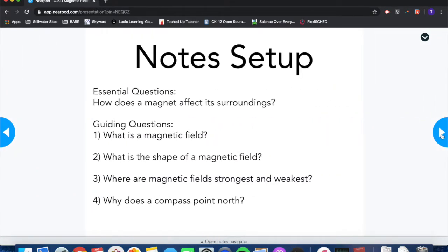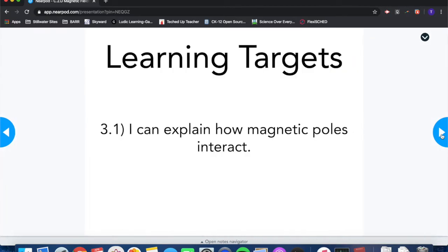Go ahead and set up your notes for today. Our essential question is, how does a magnet affect its surroundings? We have 4 guiding questions today. What is a magnetic field? What is the shape of a magnetic field? Where are magnetic fields strongest and weakest? And why does a compass point north? All right. I can explain how magnetic poles interact. This is our learning target again for today.